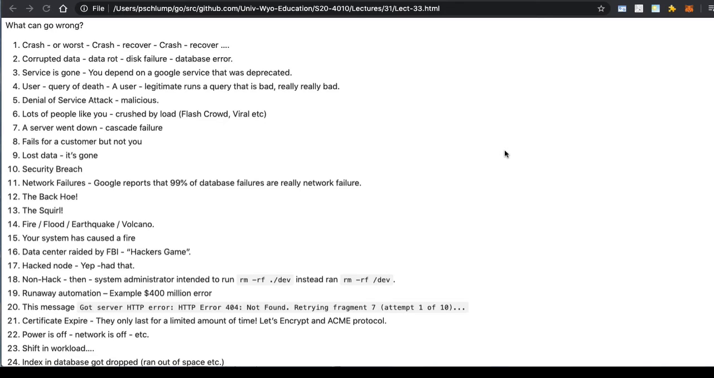How about the data is lost? It's just plain gone. There's no recovering it, never getting it back. Or you had a security breach and intentionally the data is gone because somebody deleted it. Or they encrypted it and now they're demanding ransom for you to decrypt it.